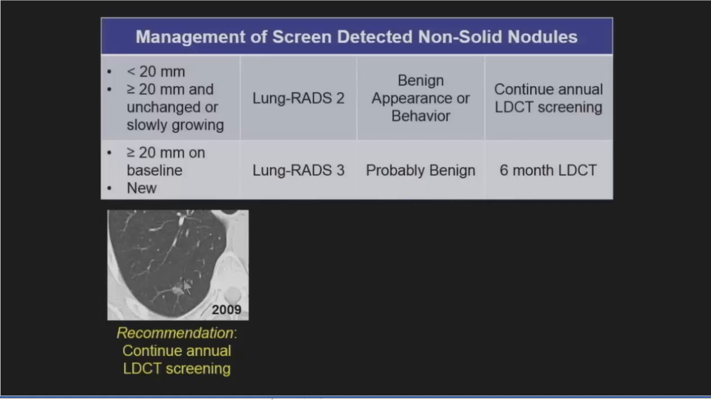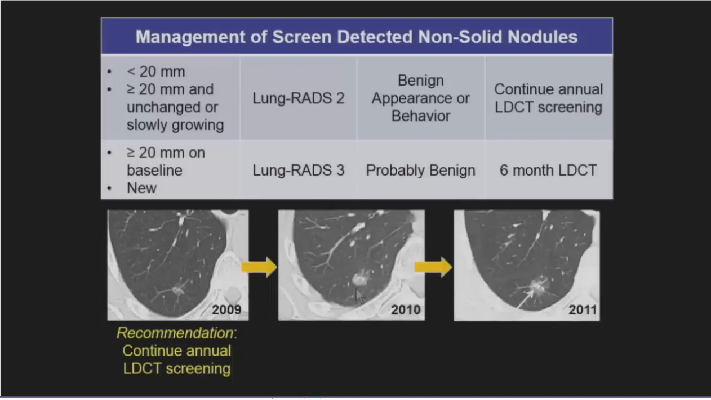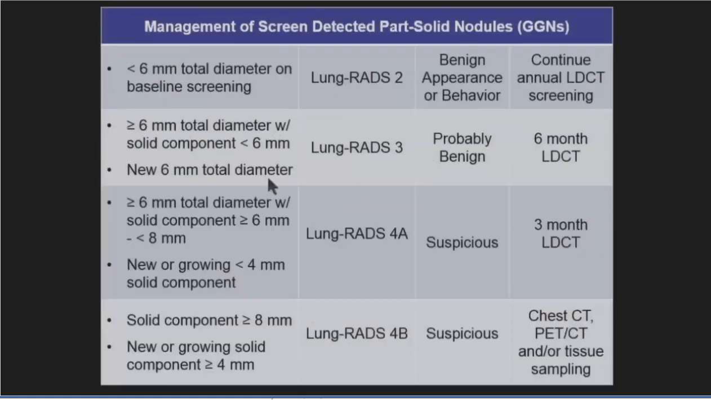Here's an example. This was a Lung-RADS 2 measuring less than 20 millimeters. So we did annual follow-up, and here we can see that it's a slow increase in size. Now there's some solid component within it, and this was resected and it was an adenocarcinoma.